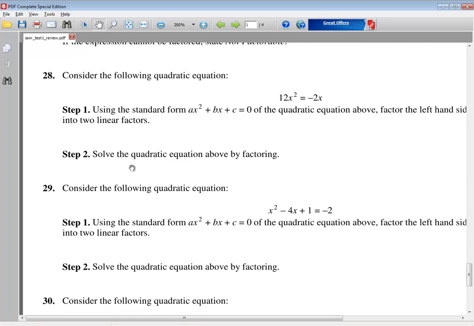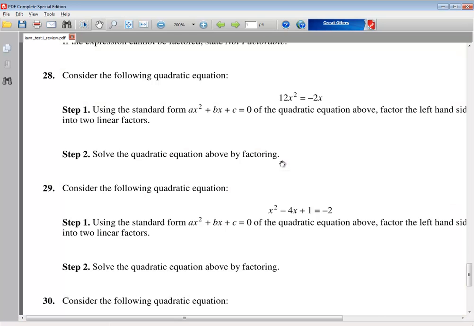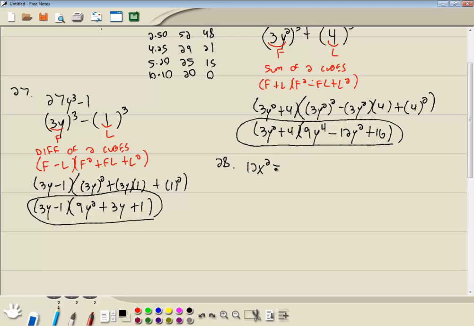Okay, number 28. We've got 12x squared equals negative 2x, and we want to solve this. Now I'm going to use the zero factor property. That's really the only method we have at this point in this class. Zero factor property says you have to get 0 on one side. Well, let's start there. Take negative 2x and move it over. We like the number that's in front of the x squared to be positive. So take negative 2x over, it becomes a positive 2x equals 0.